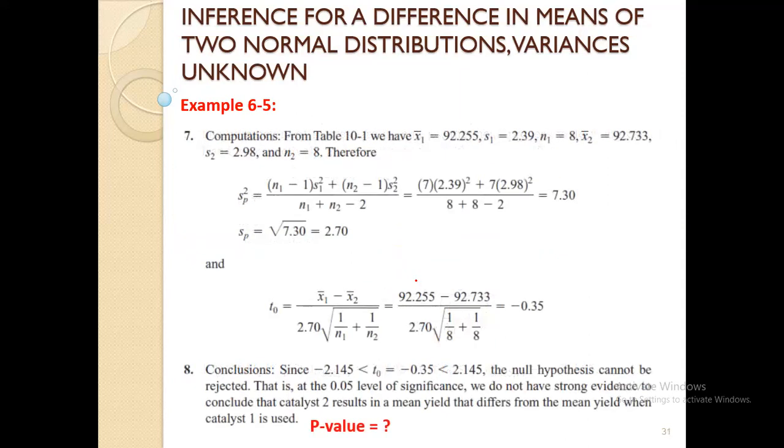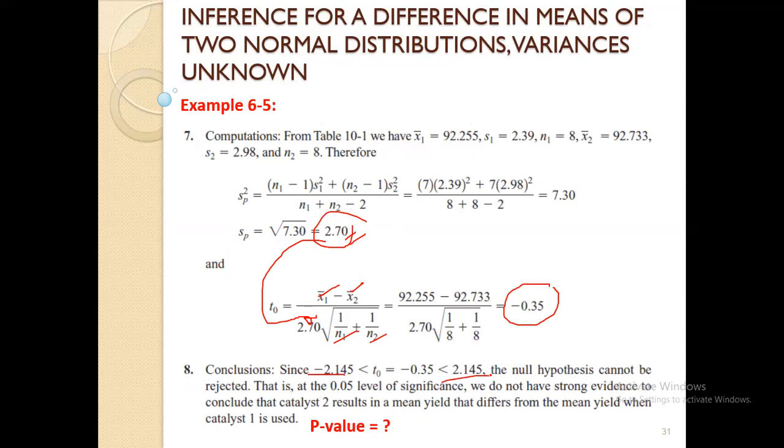Then you calculate Sp first. You substitute n1, S1, n2, S2 and you get 2.7. And then you substitute Sp into this equation, with x̄1, x̄2, n1, n2. You get minus 0.35. What does it mean? Minus 0.35 is between minus 2.14 and 2.14, so you accept H0. What does it mean?